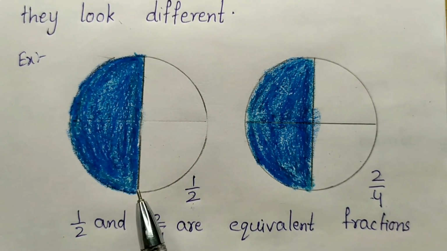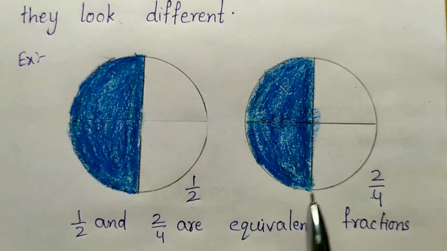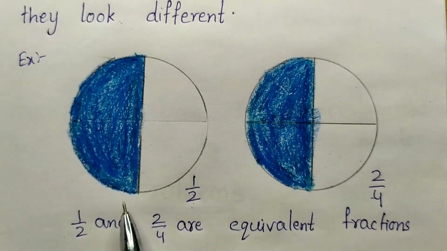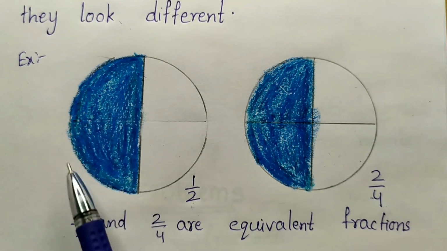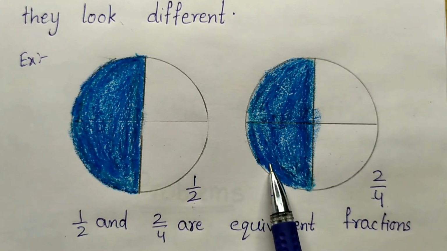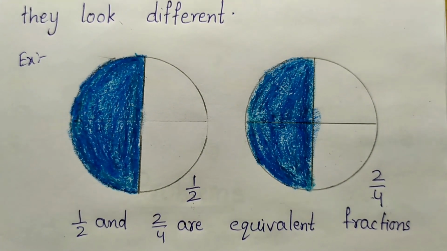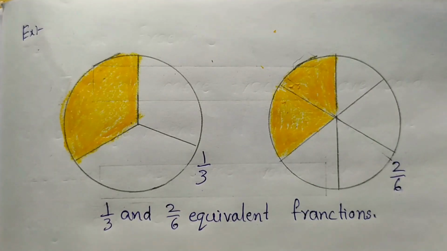Here the first circle is divided into only two parts, the second circle is divided into four parts. They look different, right? But the area, the part which they represent, is the same in both the circles. So these fractions are called equivalent fractions. Here we see one more example.